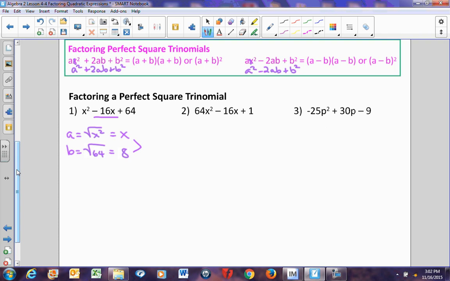Since there's a negative here, we're going to use the negative formula, this one right here. So it's going to be a minus b times a minus b. So my a term is x, my b term is 8, so a minus b times a minus b, or you could write that as a minus b quantity squared.